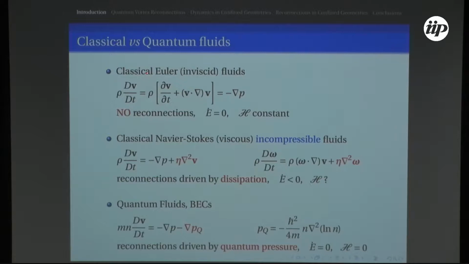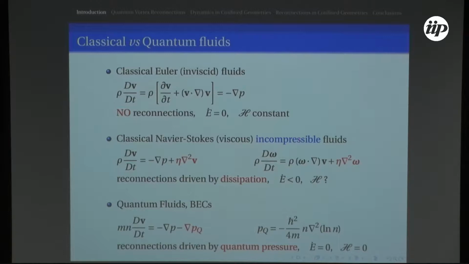So here is the difference between the equations of motion, the balance of the momentum, for classical Euler, classical viscous, and quantum fluids. You see that in classical viscous fluids, or in a quantum fluid like a Bose-Einstein condensate, it is exactly the quantum pressure and the viscosity which drive the reconnections, and this means that in both cases the incompressible kinetic energy decreases. This is the equation for incompressible fluid.